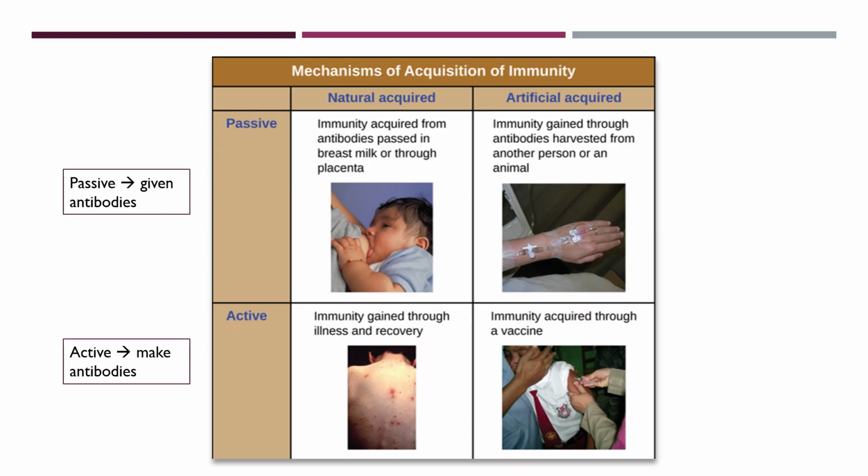Passive means that you're passed the antibodies, like through breast milk or through the placenta, right? So passive means we're given the antibodies, or if we get an immunoglobulin shot, right? Active is when we actually make the antibodies. So that's immunity through illness and recovery: you get the chicken pox, right? And so you are now immune to the chicken pox, or you get a vaccine.